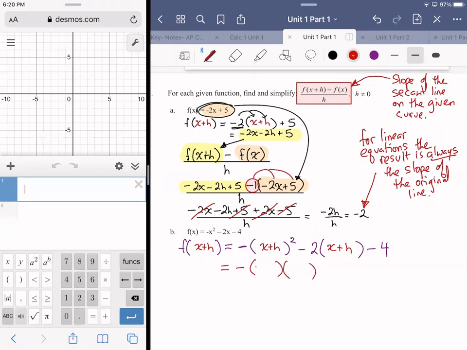Right, so negative, instead of x plus h squared, I'm going to write x plus h times x plus h. For this piece, I could just run through with the -2. So -2x minus 2h. And then I still have my -4 at the end. It's really this piece that's the albatross.